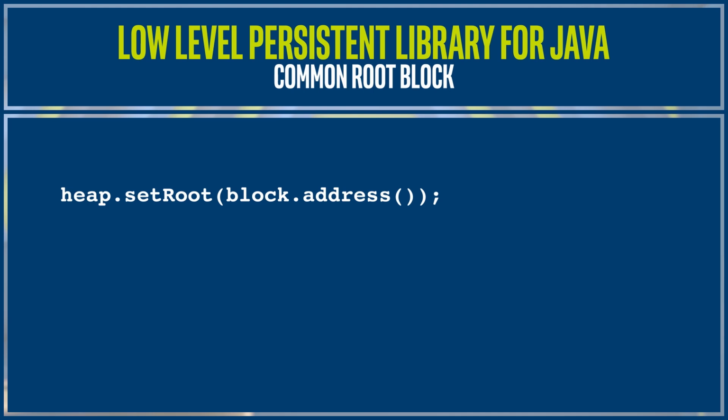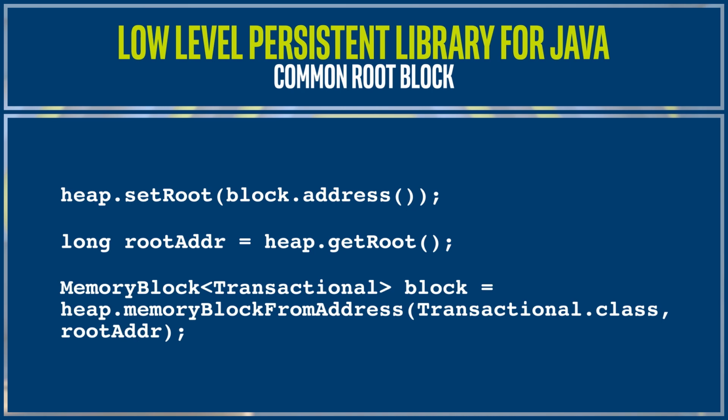Similar to PMDK and to PCJ as well, we need a common root block to anchor and later find all the other blocks created inside a persistent heap. You can think of the root as the entry point. To set a block as the root, we pass its address to the setRoot method. To retrieve the root, we call getRoot, which gives us the address of the block. The memory block object is recreated by calling the memoryBlockFromAddress method. Realize that this method does not allocate new persistent memory. It is simply recreating the reference object.